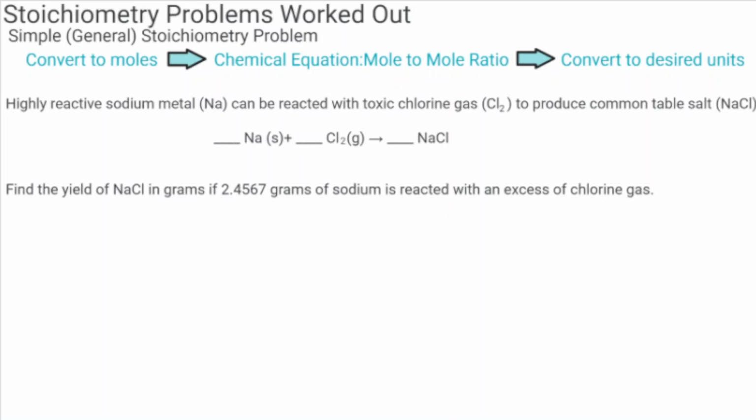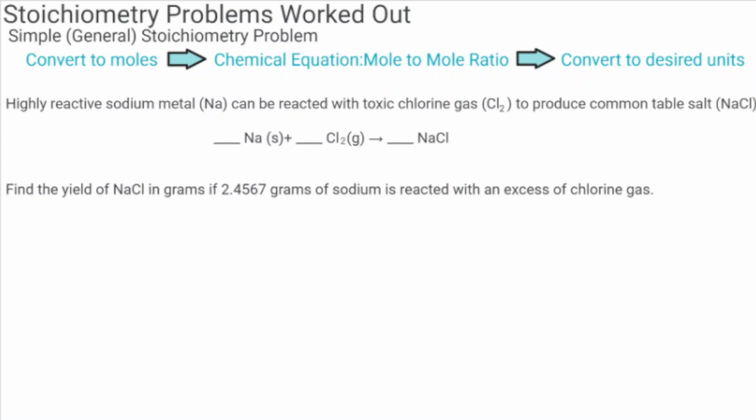And this is where we go from, we always want to convert to moles. And once we convert it into moles, that allows us to use our chemical equation. And we can go from moles of one substance to moles of another substance. And that's why we're using that chemical equation. Once we have achieved that and got to our desired compound, now we can convert to our desired units of interest.